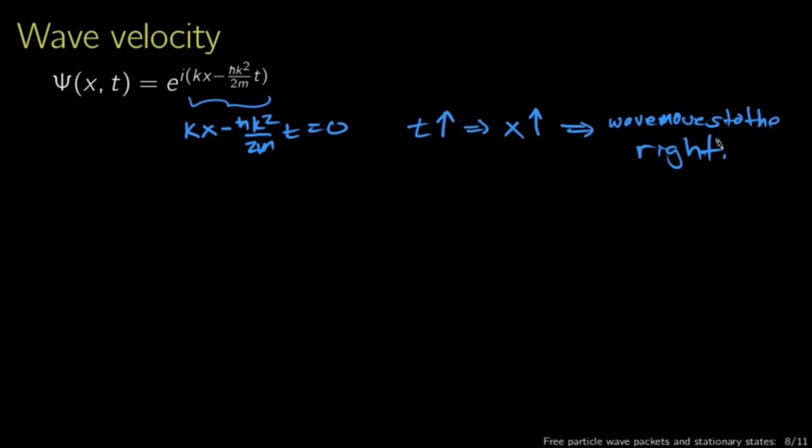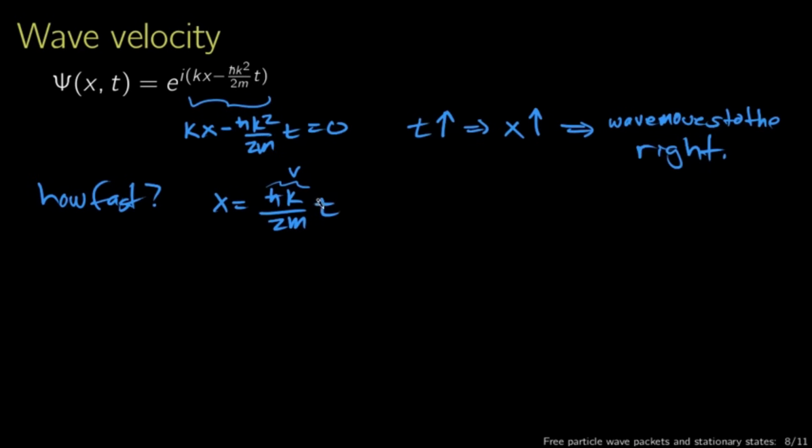The next question I can ask is how fast? How fast is it moving? If you look at this again as setting this expression equal to 0, I can solve this and say x is equal to h bar k over 2m t. And in this case, the velocity is pretty clear. We have this constant, x equals some constant times time. Position equals something times time.